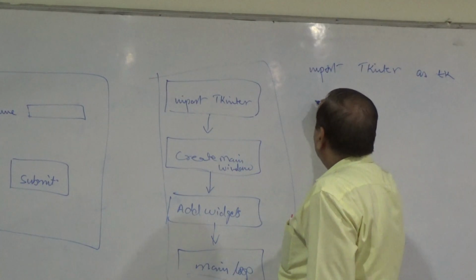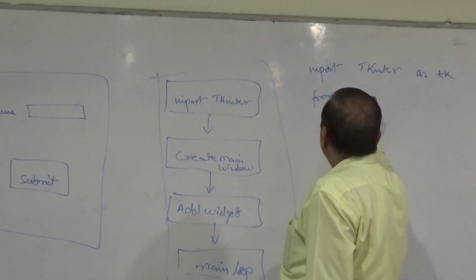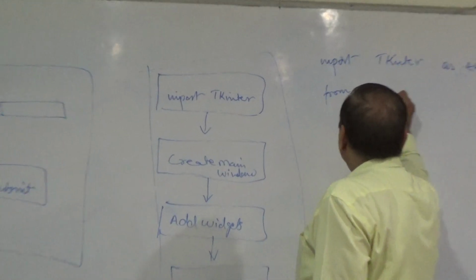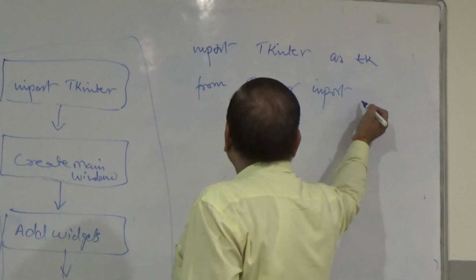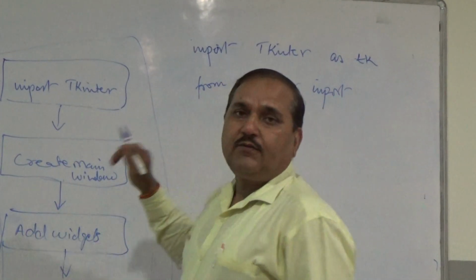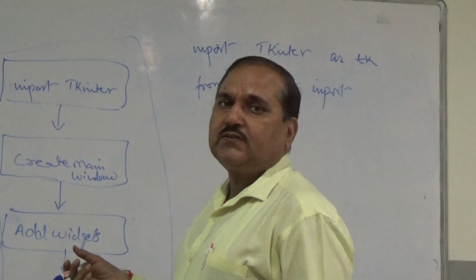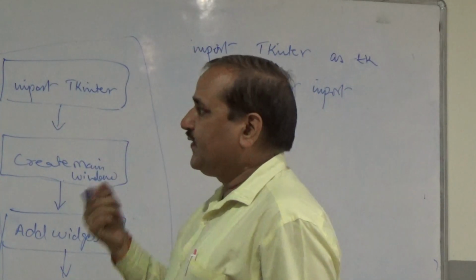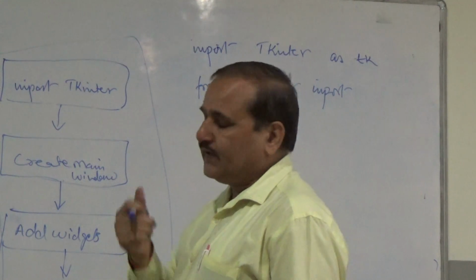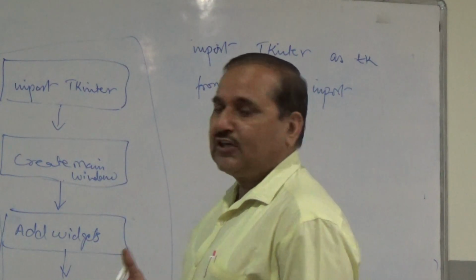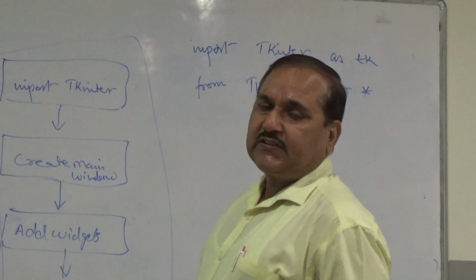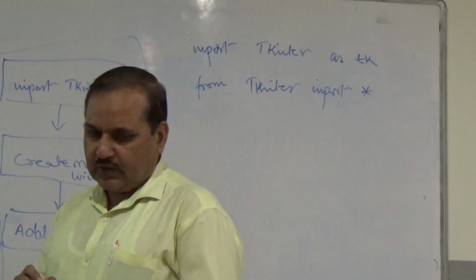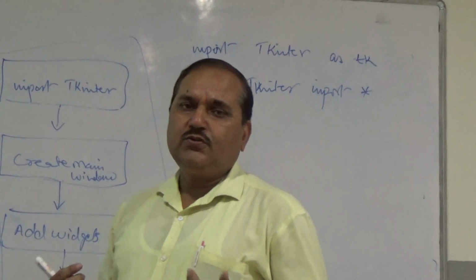The third one is from tkinter import. If I want to import all, we will write star. Otherwise, if you want to access a specific class, a specific module, a specific method or a specific function, we write the name. But here we are using this one. So these are the 3 ways by which we are going to import. You people are free to use any method.